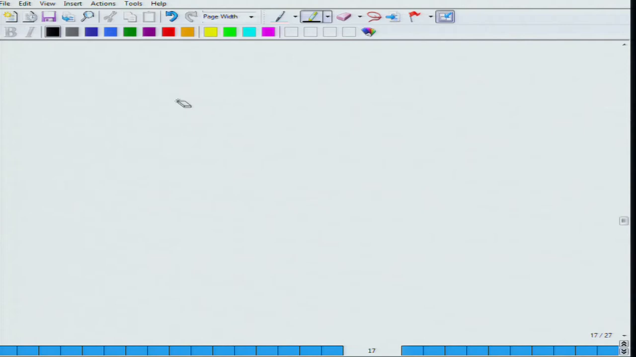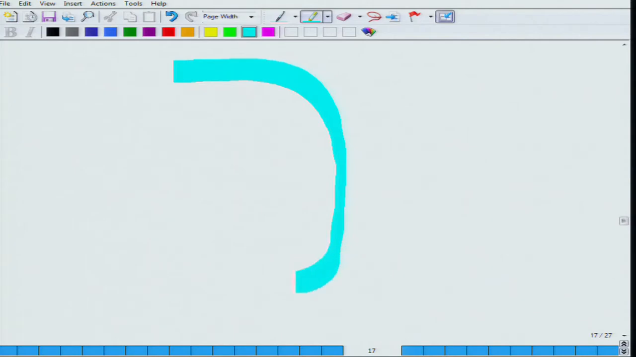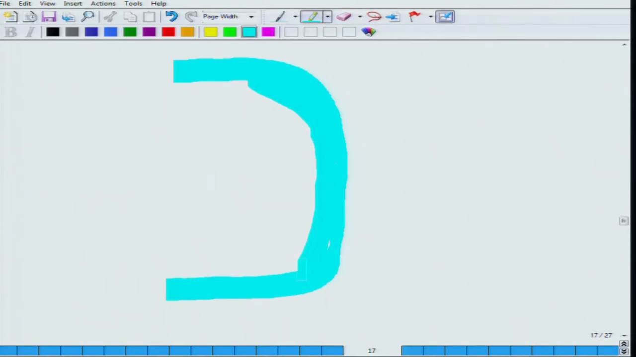Once again, pick up the right color. So here is one tube which is moving through. Get the tube a little thicker. And there is another tube on the side which is in yellow, like this.